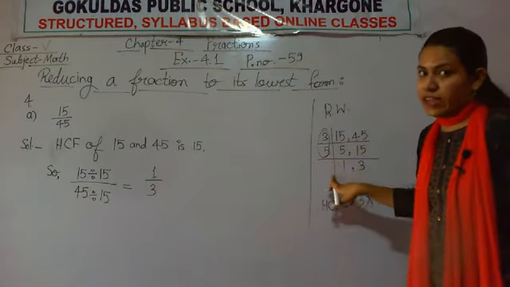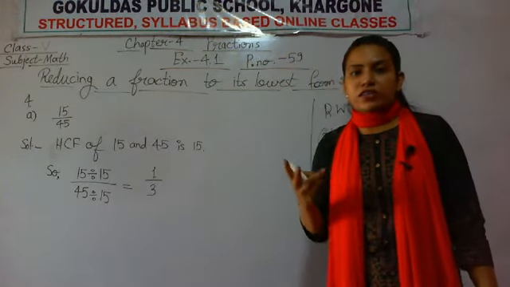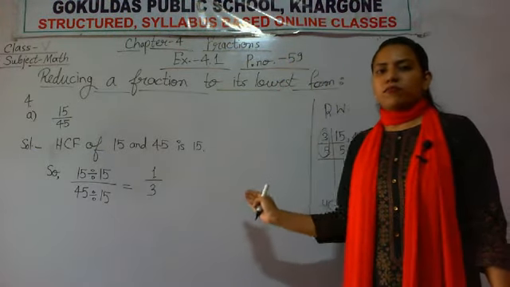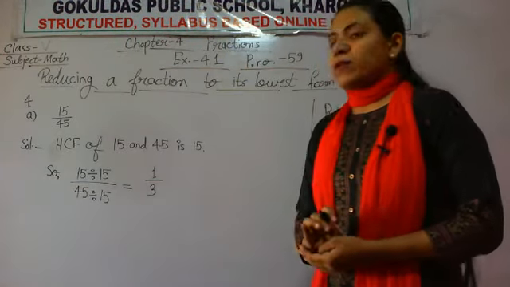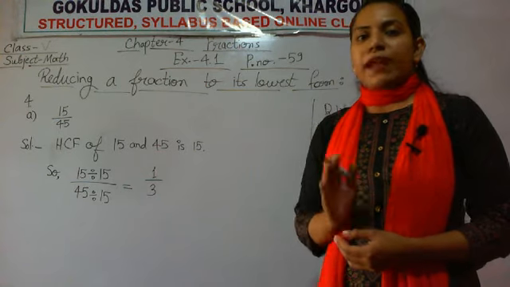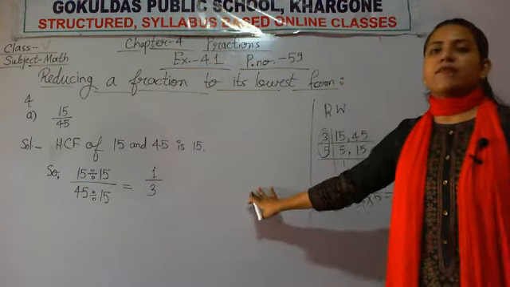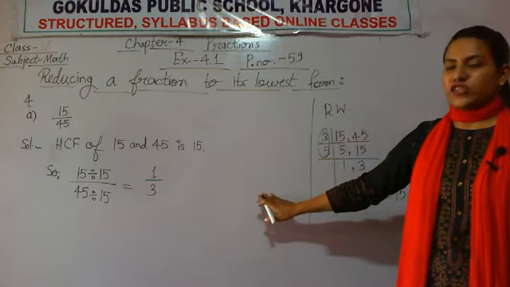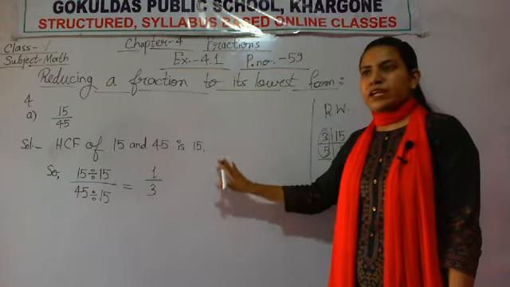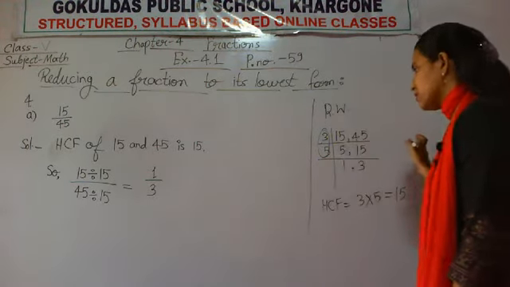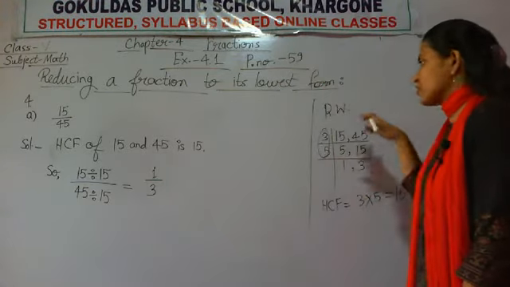First, you need to find the HCF, and you need to perform the division process to get your lowest form. So I request you all to please learn tables and practice division at home. Then only you will be able to solve such kind of questions. It is looking like just a 2-step question, but behind the final answer, how many concepts are there?